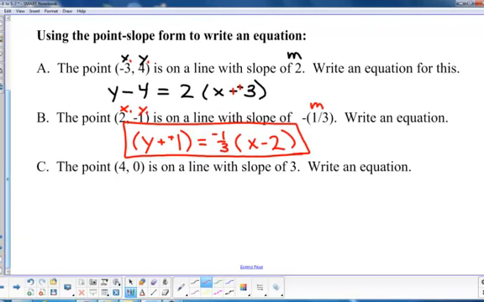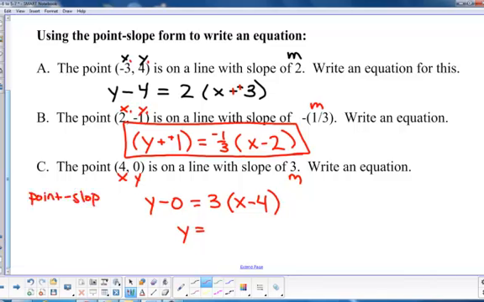And the last one is x, y, m. y minus the y value, so we could just make this y equals m times x minus the x value. So this one would be really easy to convert to y-intercept form. This is point slope. To convert to y-intercept or slope-intercept, you just solve for y.